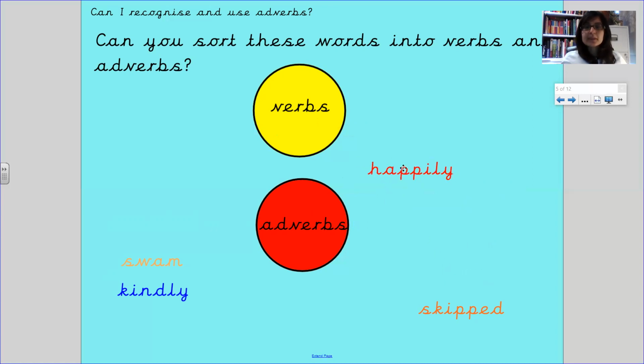Happily. Are we standing up for a verb or sitting down for an adverb? Happily. It's an adverb. Skipped, which includes an ed in the past tense. Are we standing up or are we sitting down? We should be standing up.